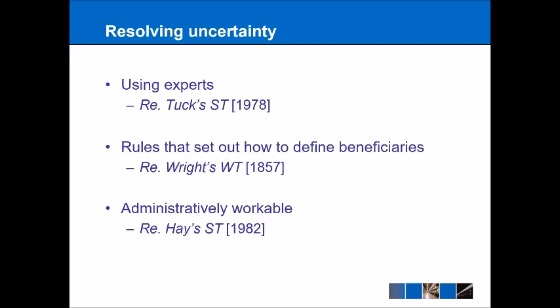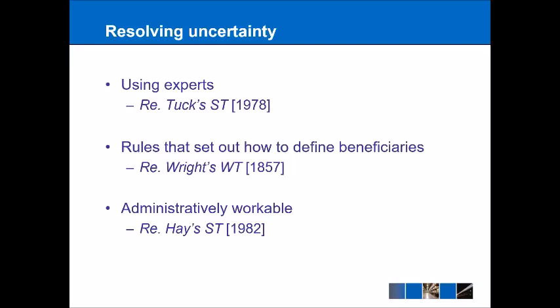So in Re Tuck Settlement Trust, the question was, who counts as being of Jewish blood? And the courts didn't really know how to resolve this. The trustee wasn't sure how to resolve this, and so rather than giving up or letting the trust instrument fail, they consulted an expert in the form of a rabbi, who obviously does have a good idea about who is and who isn't of Jewish blood. So that's definitely one way to go about it.